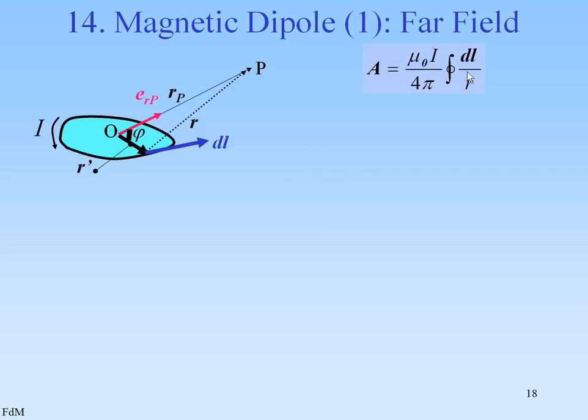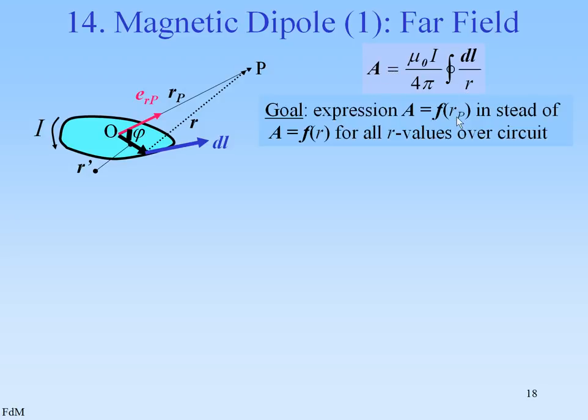This is the expression we derived for the vector potential, and we will use it here in point P. But the vector potential is a function of R, and our goal is now to find an expression A as a function of Rp instead of all the R values over the circuit. Well, 1 over R can be written as 1 over the square root of the cosine rule here. And R prime is the varying coordinate along the path.